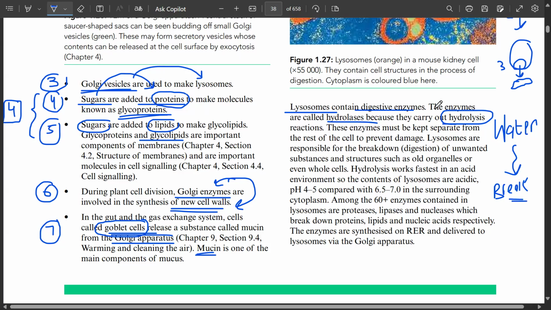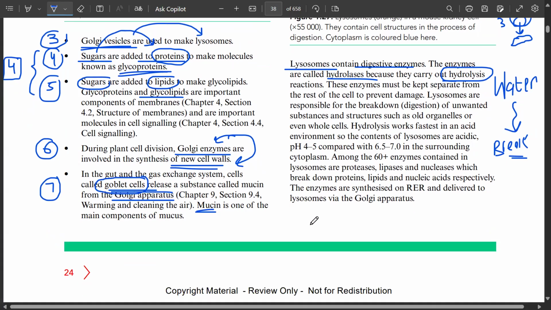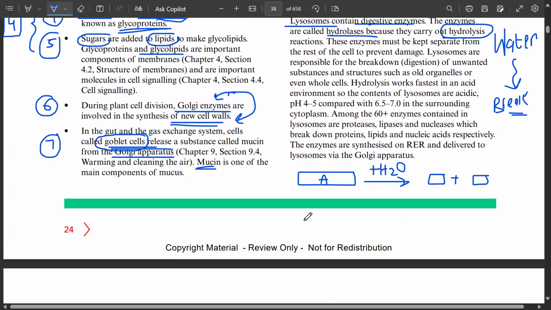And the reverse would be condensation. Adding water to break down something is hydrolysis. I'll write it over here as well because it is something that will be there. Now, if you have a molecule A, if you want to break it down into B and C, you'll be adding water. This is known as hydrolysis. Now, if you want to make one whole molecule again, you have to remove water. And the removal of water is known as condensation. Is it clear?